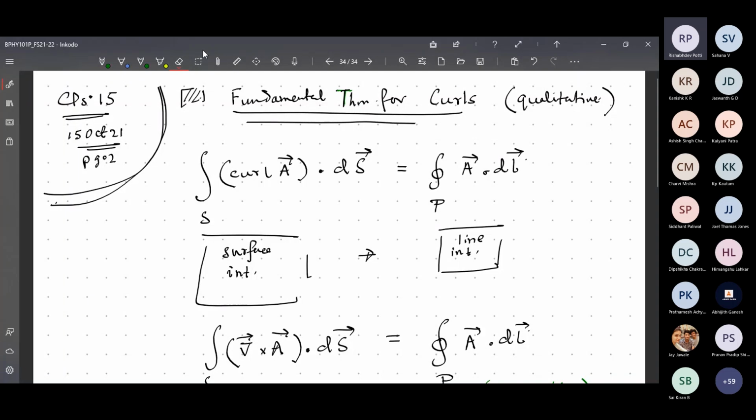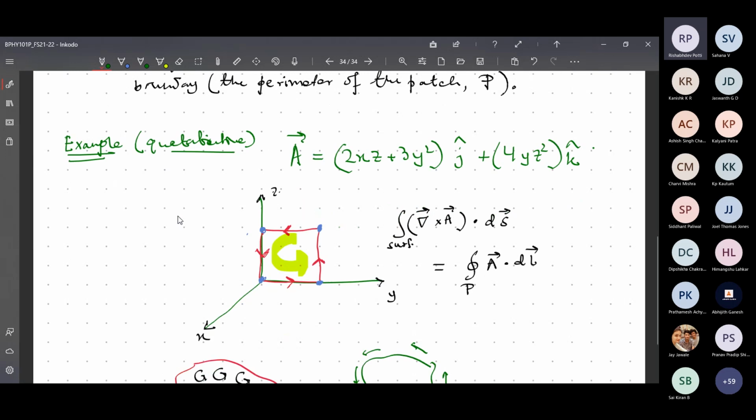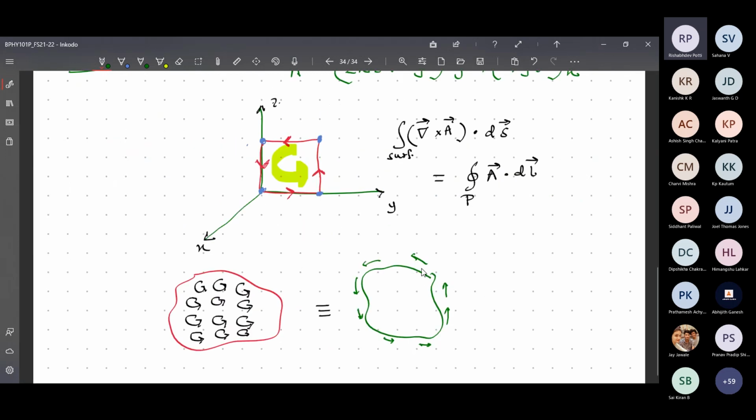Sir, the direction of circulation, does it depend on the negative or positive direction? No, no, no. It is not that. You are thinking why I have taken it in this way rather than the opposite way. No, it is just a schematic diagram. Okay, sir.